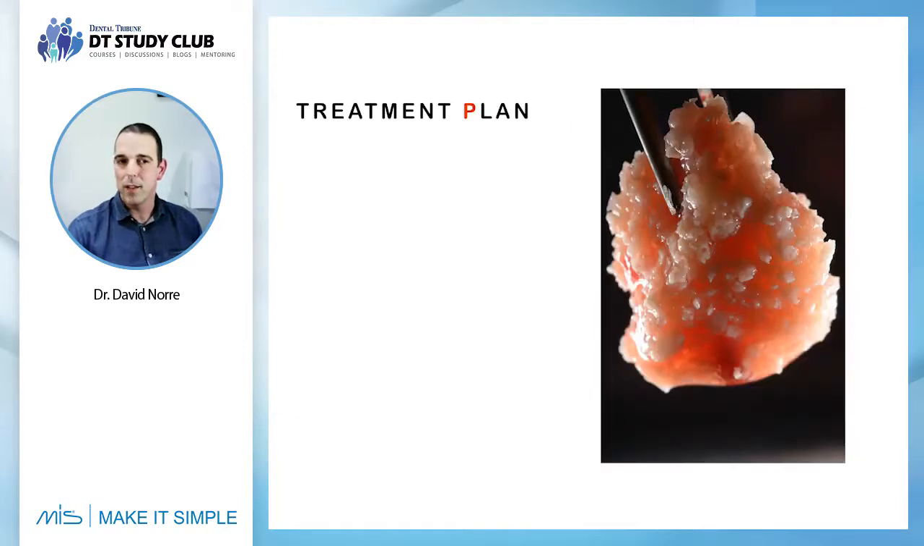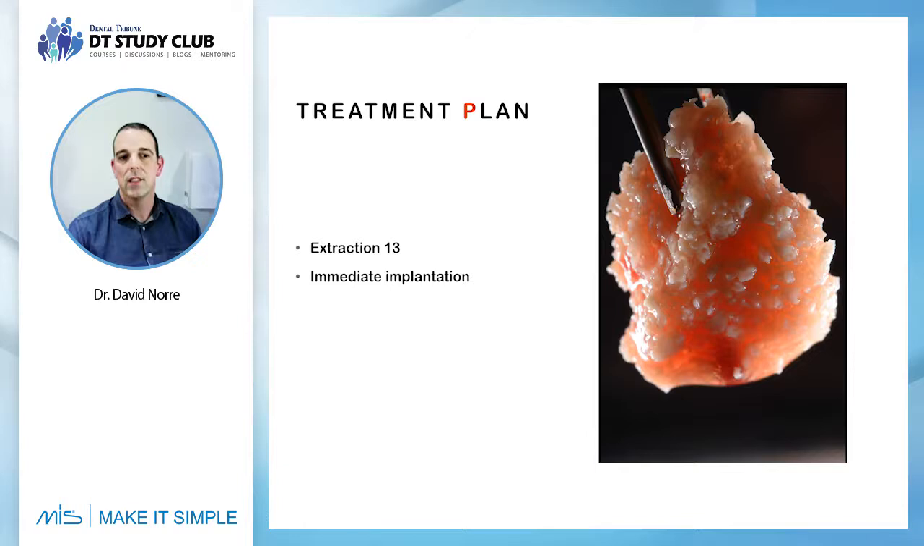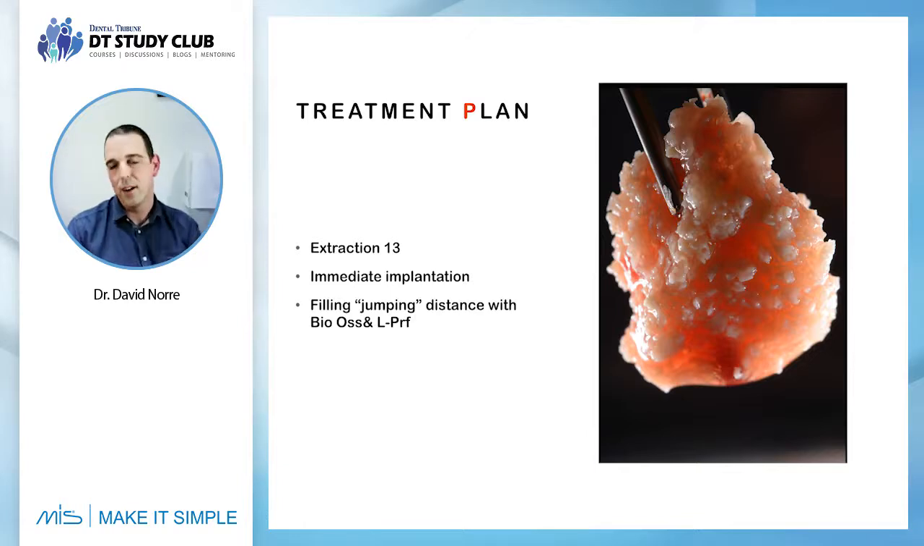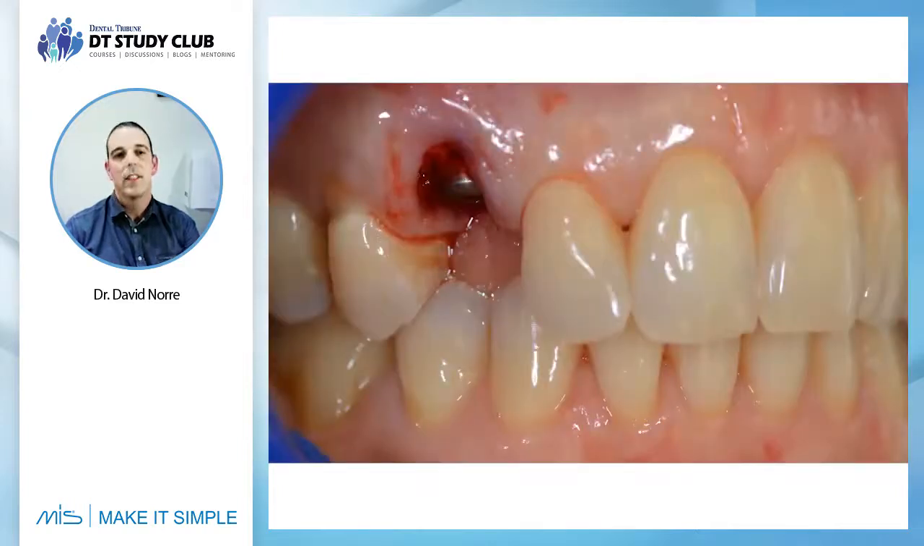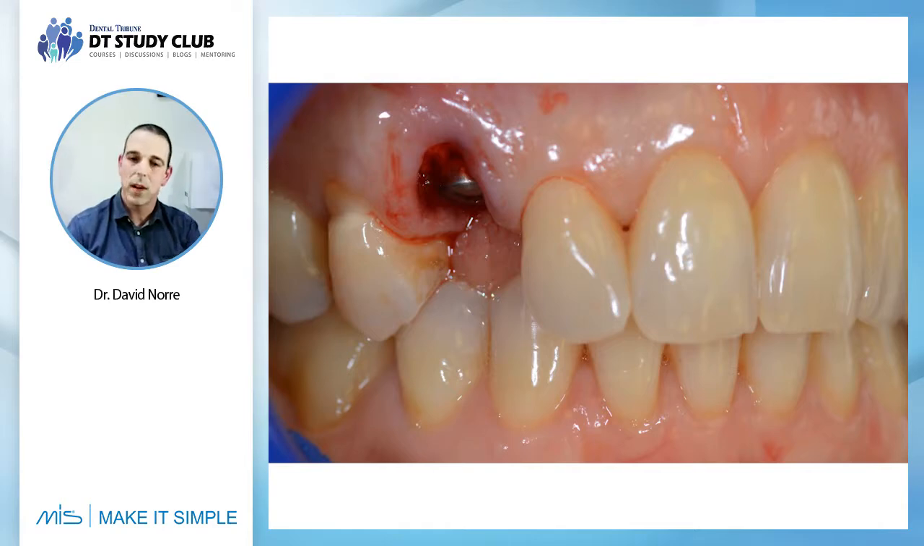The treatment plan of this case was extraction of the 13, immediate implantation, filling the gap with BioOs and LPRF, so a BioOs block, using a healing abutment to close the socket, and that's all. It was the part I just did. Just remove the tooth, put the implant, no gingival grafting. Why didn't I do gingival grafting with this patient? This patient was very, very anxious. So we just kept it simple.